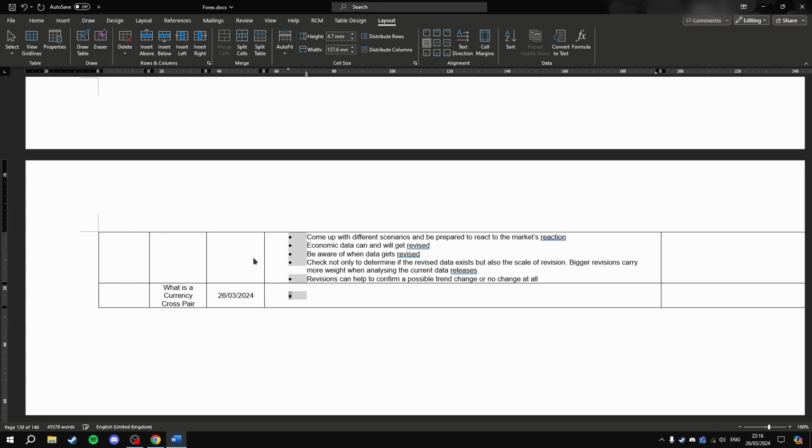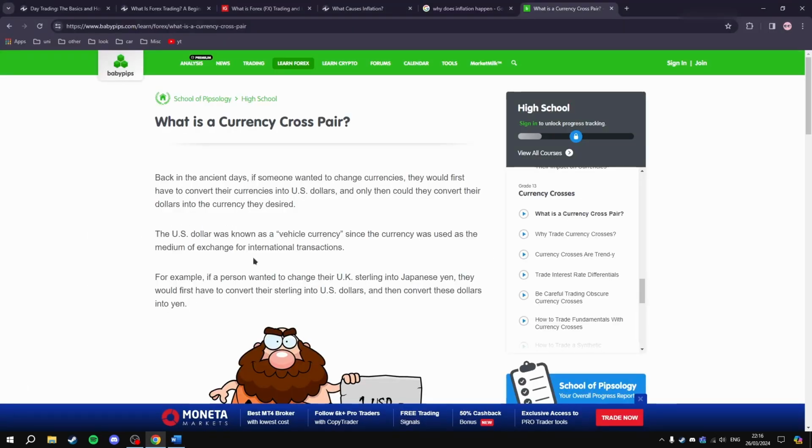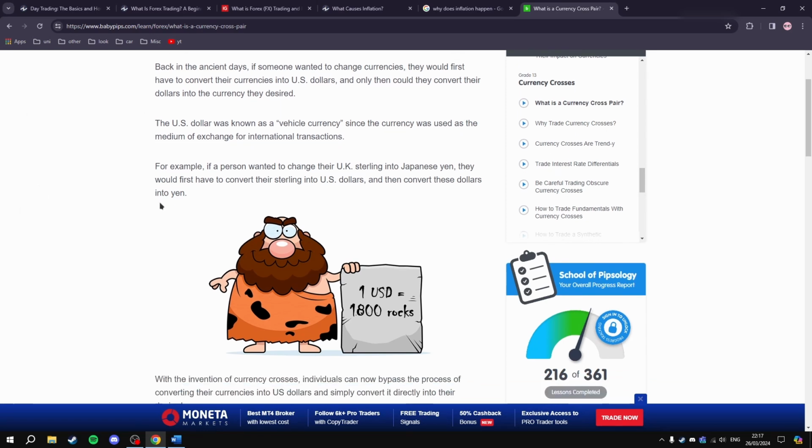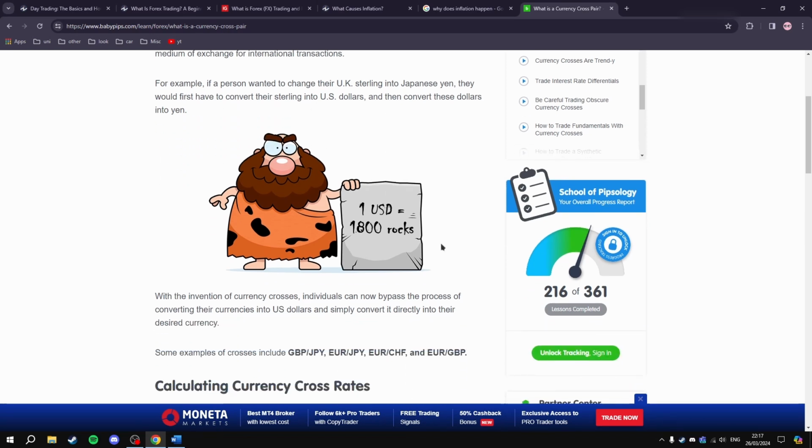Back in the ancient days, if someone wanted to change currencies, they would first have to convert their currencies into US dollars, and only then could they convert their dollars into the currency they desired. The US dollar was known as a vehicle currency since it was used as a medium of exchange for international transactions. For example, if a person wanted to change their UK sterling into Japanese yen, they would first have to convert their sterling to US dollars and then convert these dollars into yen.